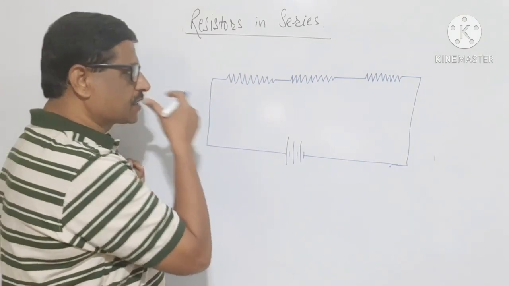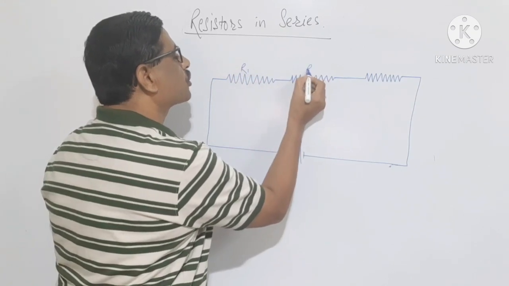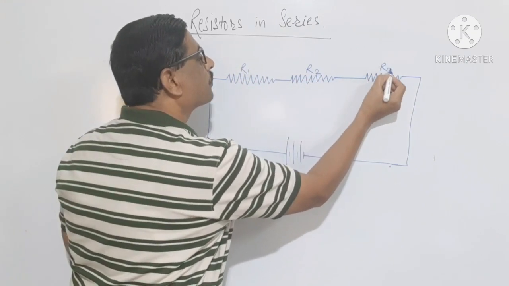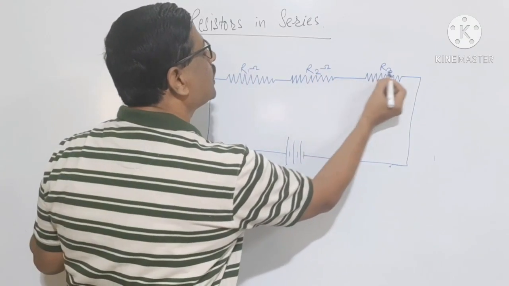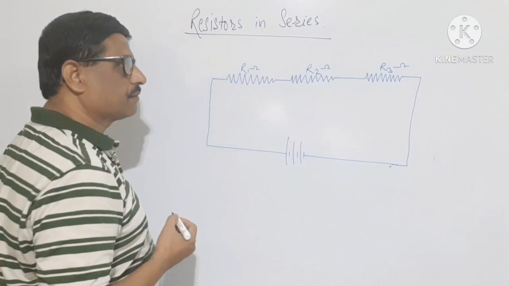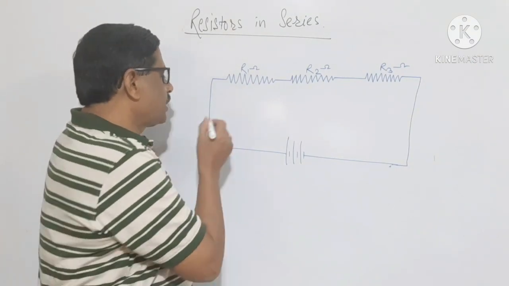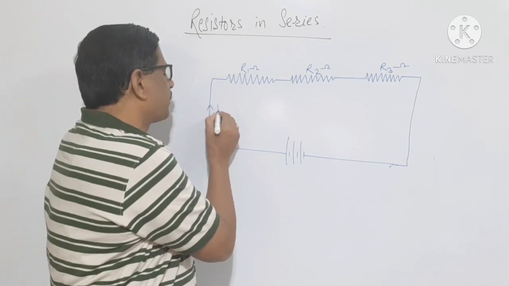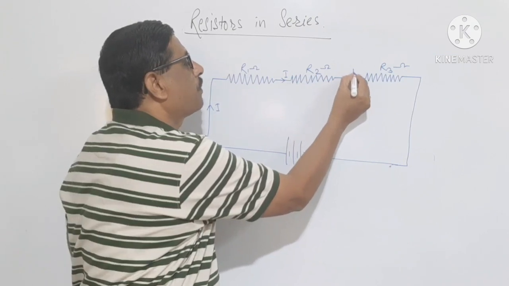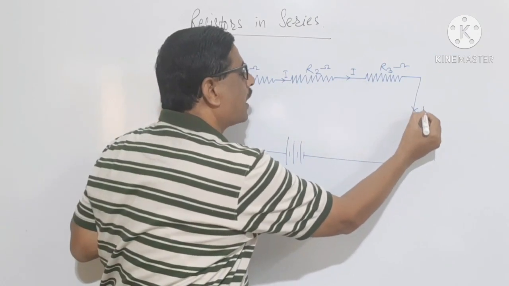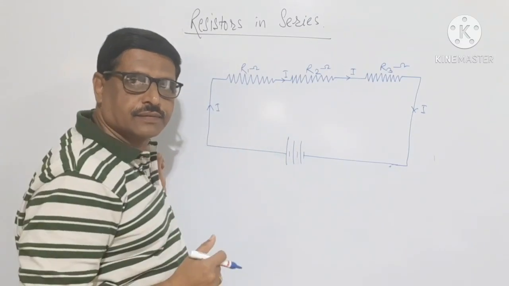Let us consider a simple circuit in which I have three resistances. R1, R2, R3 are the resistances of the three resistors connected in series. In a series combination of resistors, the current flowing through each of the resistors will be the same and there will be branching of potential difference.